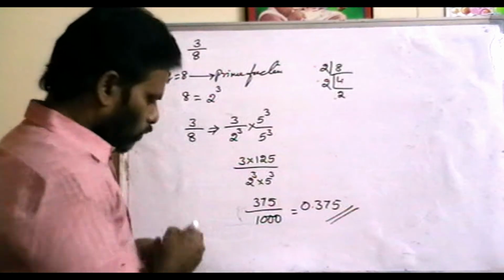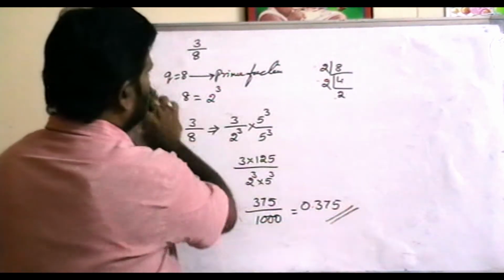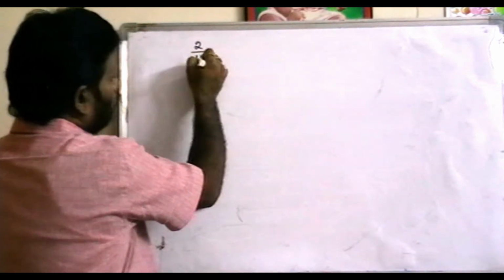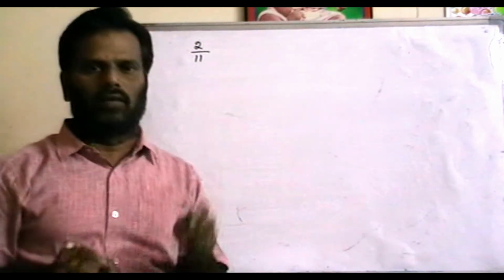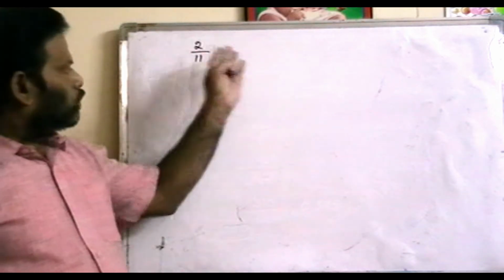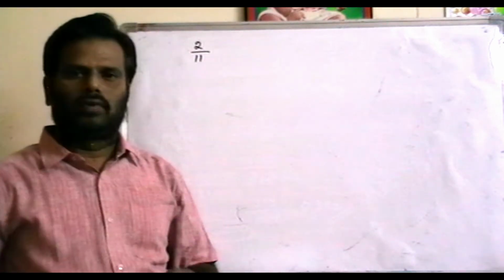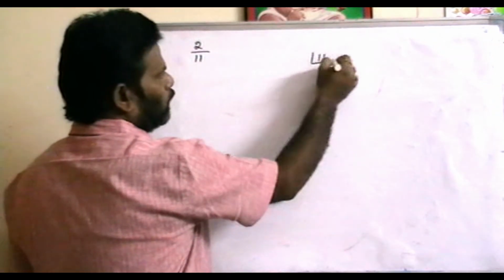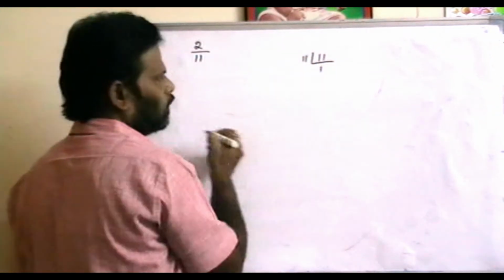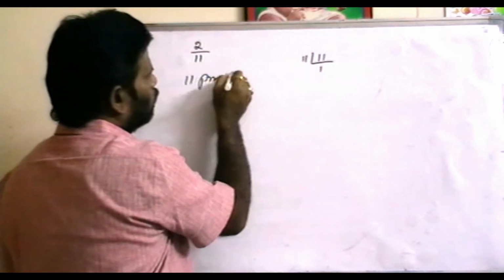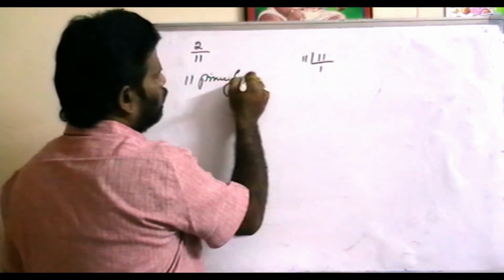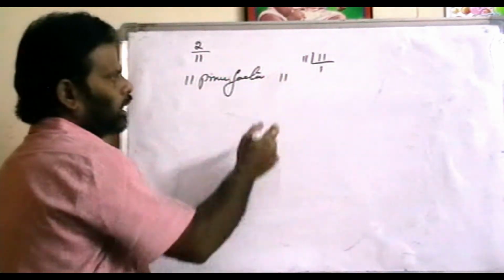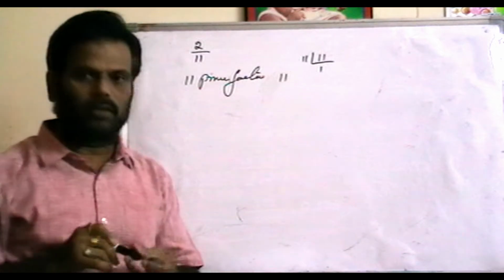For example, one more example, same as the previous sum: 2 by 11. See here, 11 into something cannot become a nearby round figure. That means changing 11 into prime factors gives only 11. They are not in the form of 2's and 5's.